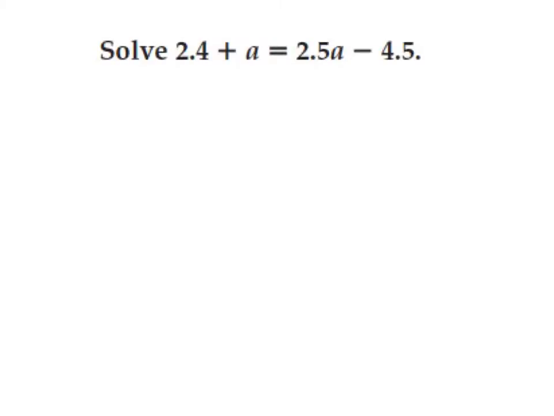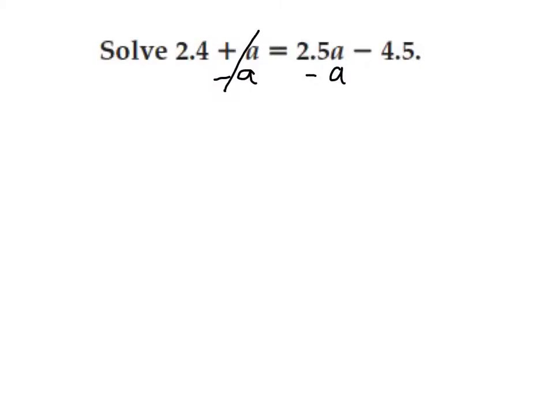Alright, we have another equation. Solve 2.4 plus a is equal to 2.5a minus 5. I'm going to go ahead and continue with my same method. I'm going to move the variable first. I am going to choose the variable with the smallest coefficient, and that would be, of course, the a. So I'm going to go ahead and subtract a from both sides. I want to make sure I line up my like terms.